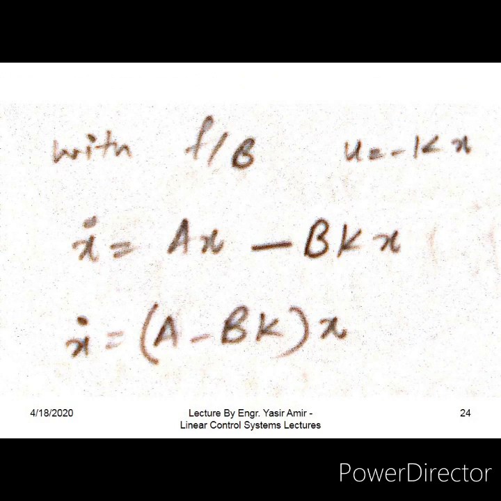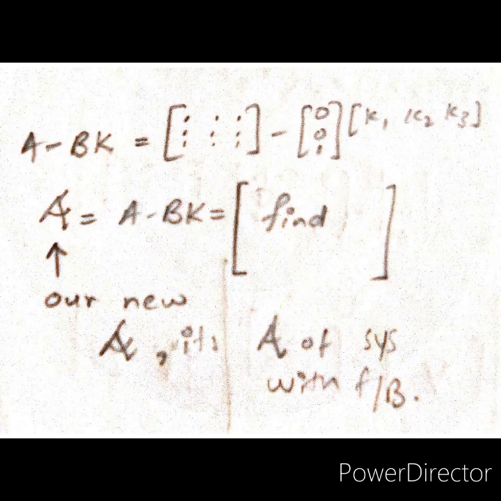So we substitute u is equal to minus kx in the state equation and we get A minus BK times x. Now A minus BK is going to be our new system matrix. As you will see in the next slide, this will become the system matrix of the system where we have implemented this control law u is equal to minus kx. When we implement the control law, we have a new, different system. The system does not remain the same. That new system has a system matrix that is equal to A minus BK. As you can see over here, this calligraphic A is the system matrix of the new system.